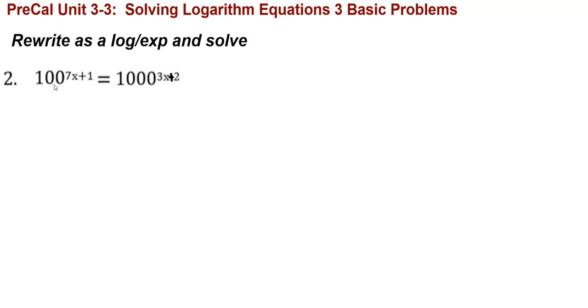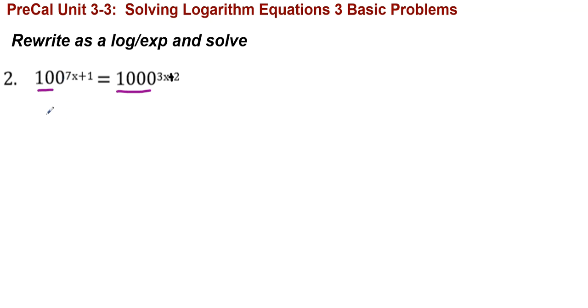First one looks basically like an exponent equation. We have 100^(7x+1) equals 1,000^(3x+2). We could try logs, we can do something else, but I see a relationship between the 100 and 1,000, and this is going to be a common type of problem.